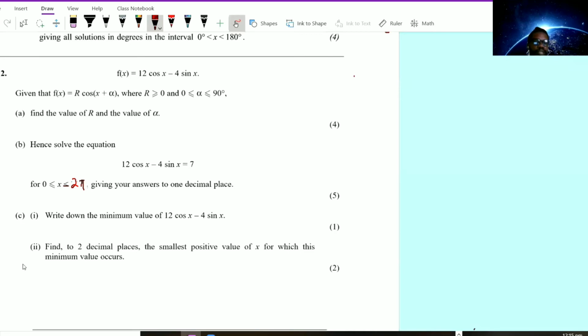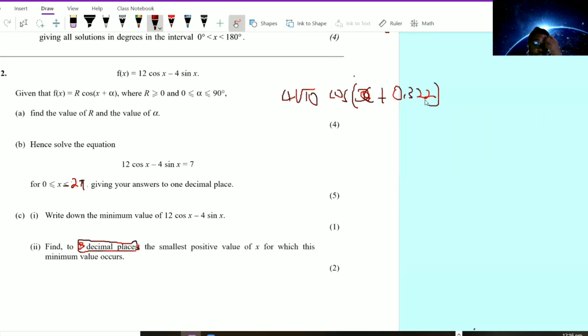The last part of the question says find, to 2 decimal places. I'm still working with 3 significant figures, or 3 decimal places, so ignore this. The smallest positive value of x for which this minimum value occurs. All right, so you want the angle, which x represents, at which the minimum value occurs. Once again, we're going to be using the form, which is 4 root 10 cos x plus 0.322. All right, that's the form we're using.